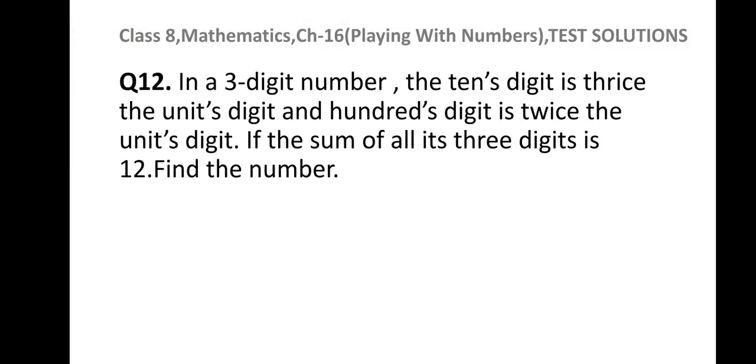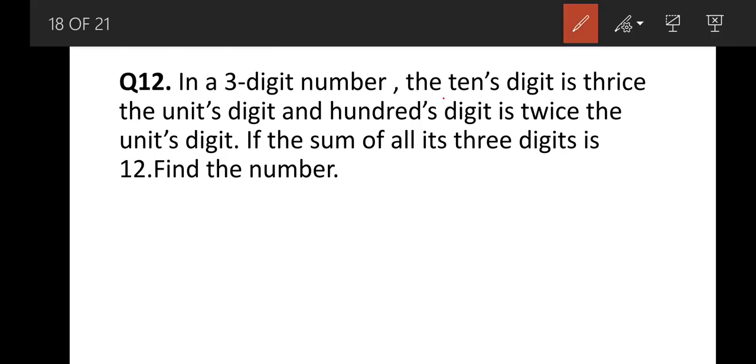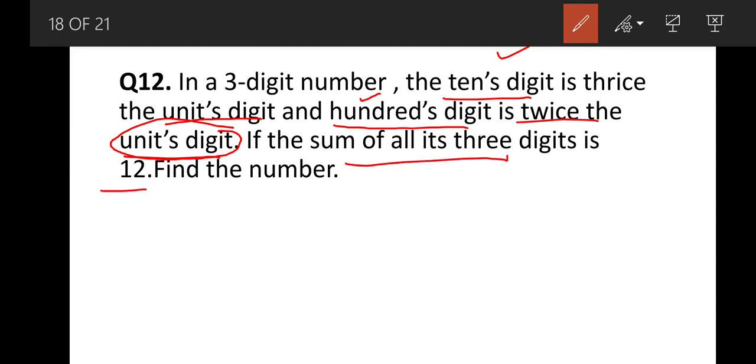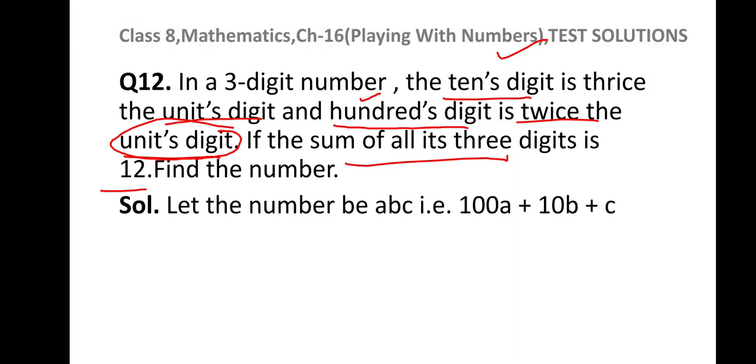Now question number 12: in a 3-digit number, the tens digit is thrice the units digit. What is given to us? The digit at tens place is thrice the units digit, and the hundreds digit is twice the units digit. It means we need to take the value of the units digit first, because the tens and hundreds digits are given in relation to the units digit. Another condition is that the sum of all 3 digits is 12, and then we need to find the number.